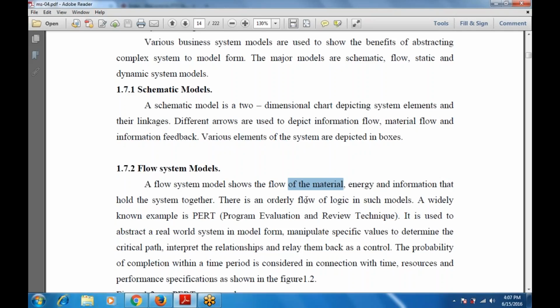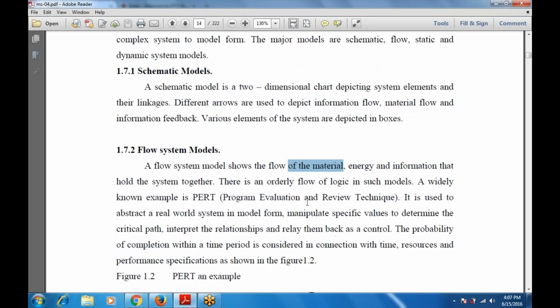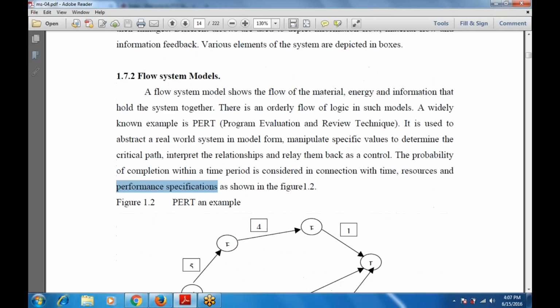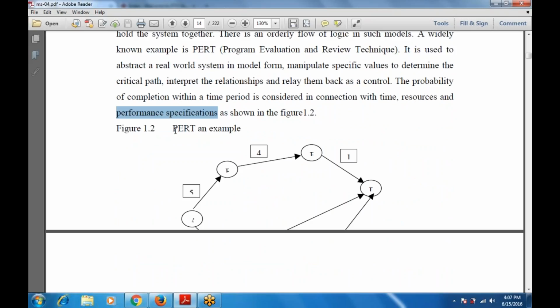PERT is used to abstract a real-world system into model form, and manipulate specific values to determine the critical path, that is, the various milestones achieved, and interpret the relationships and relay them back as control. It is also used to check whether a module is completed within the time period, considered in connection with time, resources, and performance specifications. This is one example of PERT. There are multiple scenarios by which we can represent it. This is the first milestone, then the fourth, fifth, and so on.